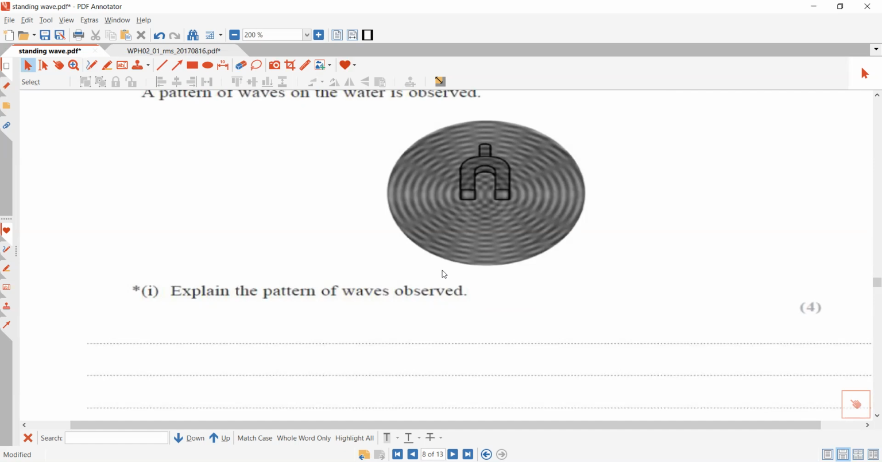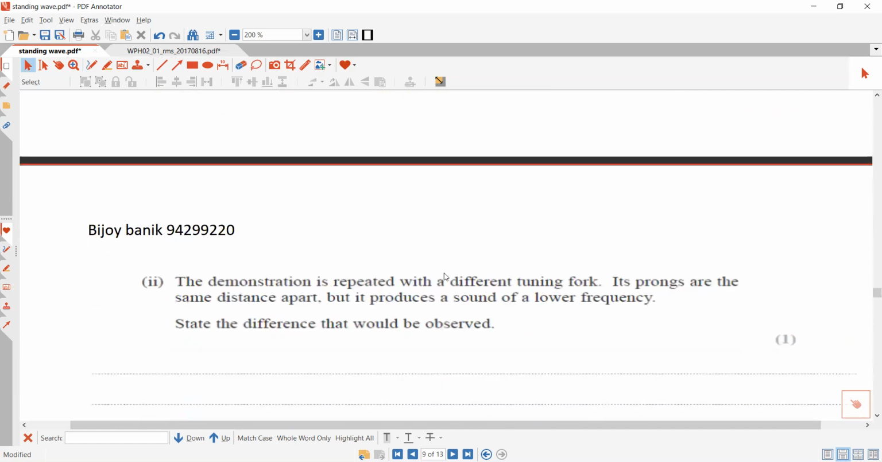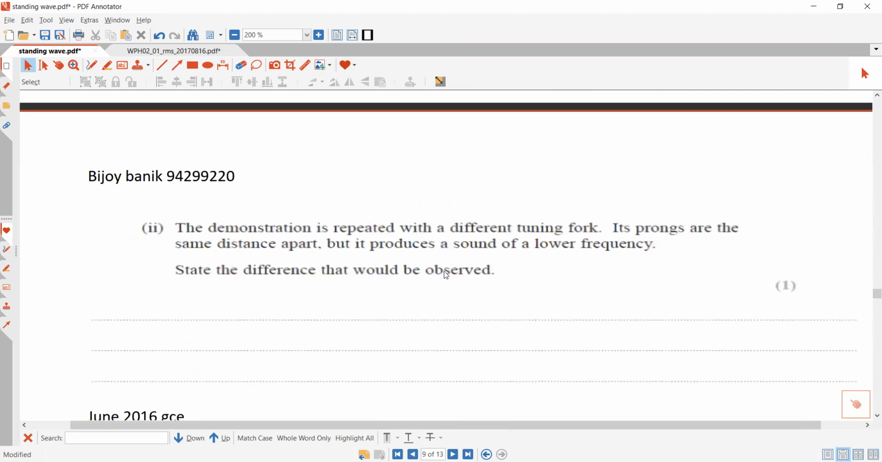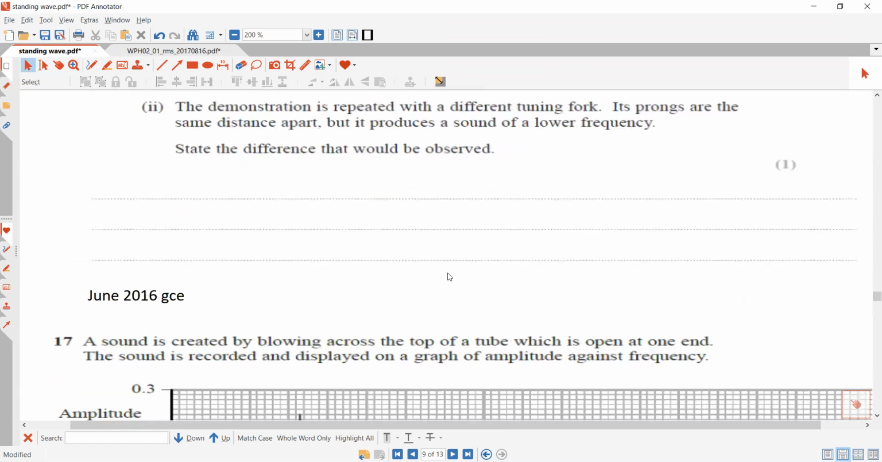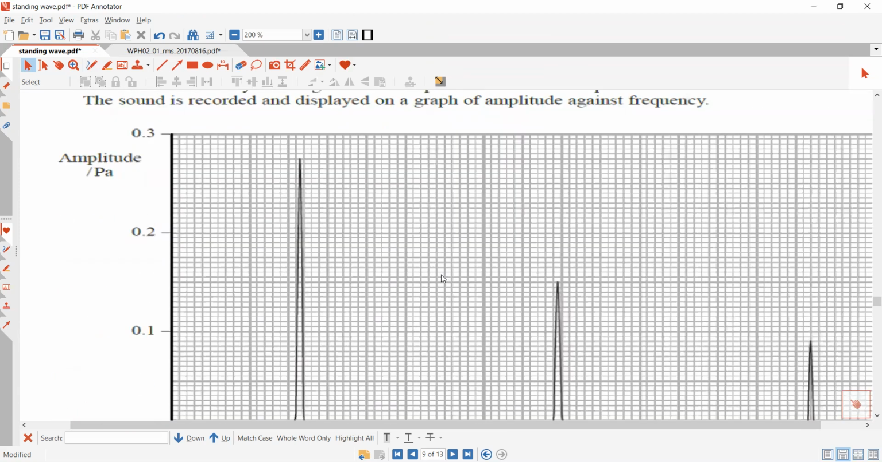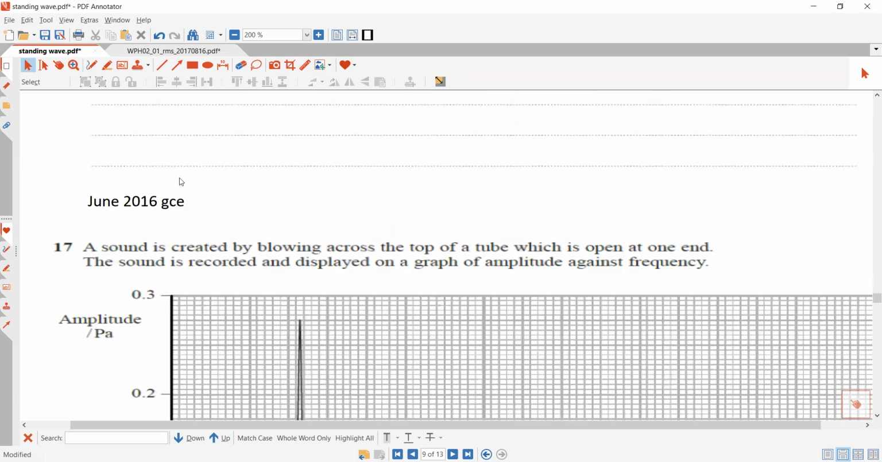Very easy to do. I'll explain this later on to you guys, don't worry. Okay. Lower frequency, state the difference that we observed. This I'm going to do later on. Okay, this is what I want to do with you guys. Fine. Very important question.